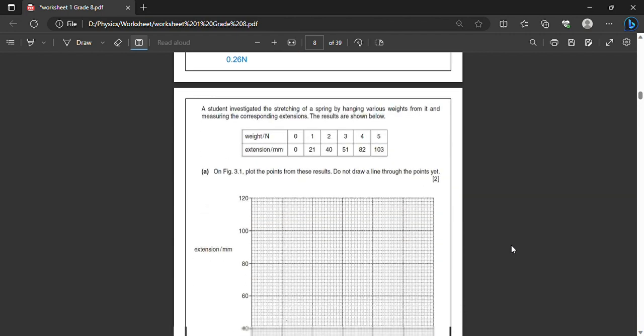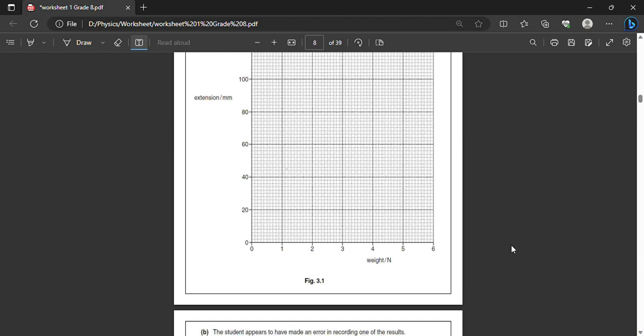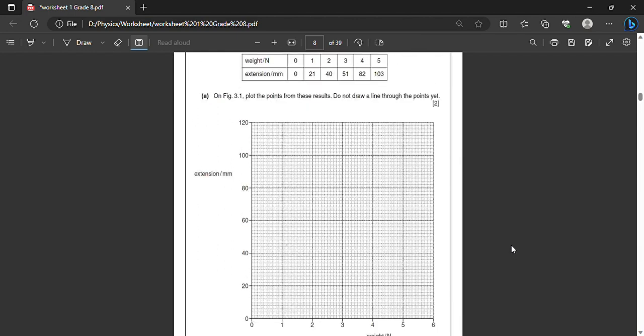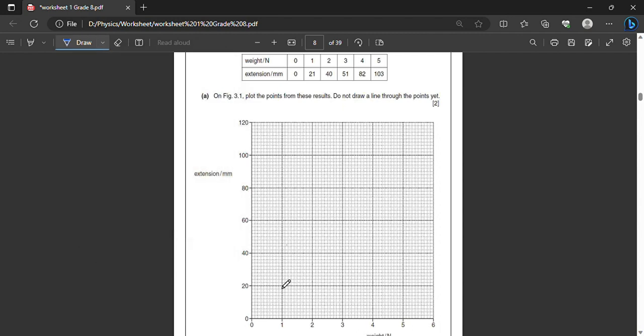So the next question is again about the graph. While using a computer we won't be able to do it, but to make it easier, you can just count how many lines there are over here, then divide by the value, so you get the value of each grid. Let me make the pen thicker so that I can show you the dots. So here 0 is 0, so you can write 0 here.